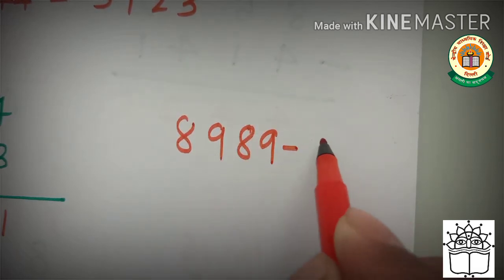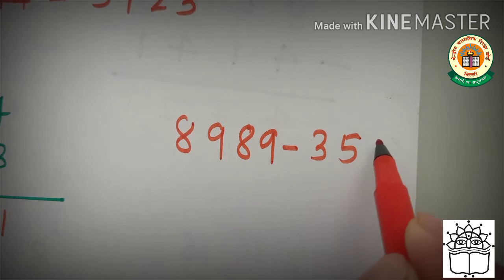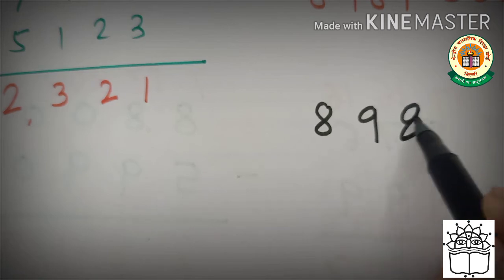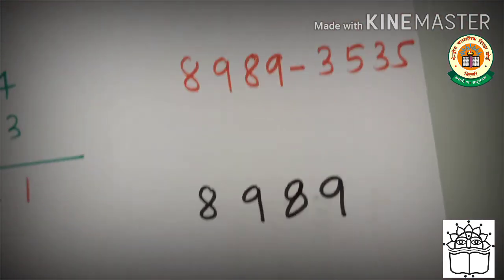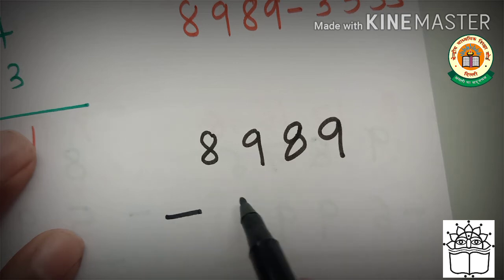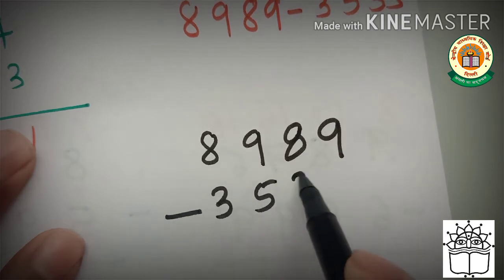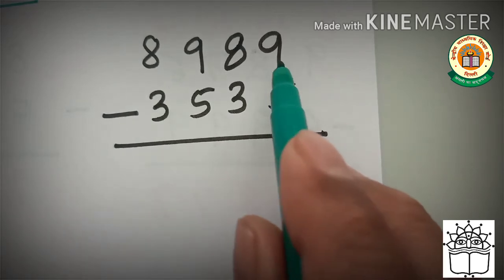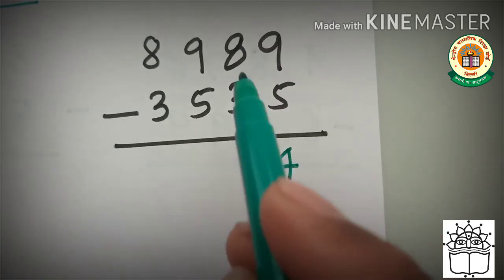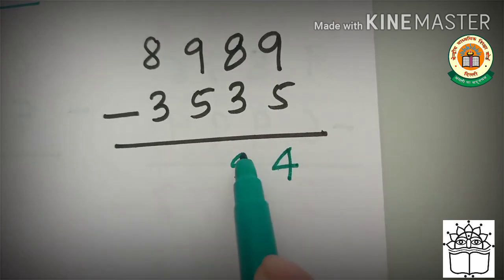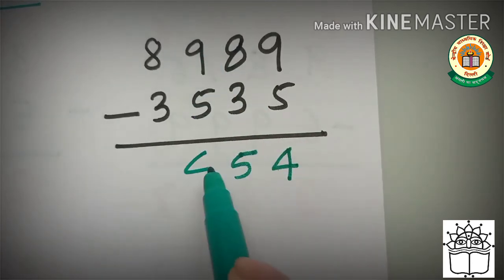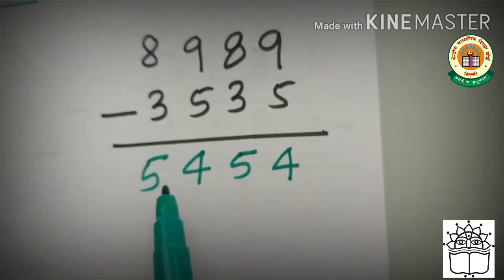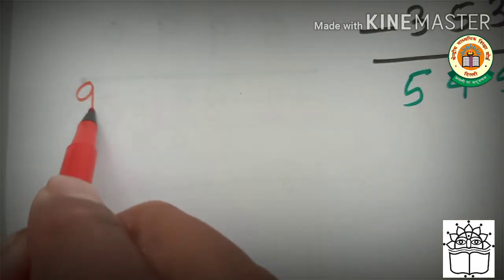8989 minus 3535. 9 is greater than 5. Obviously 9 minus 5, there will be 4. Then 8 minus 3, there will be 5. Then 9 minus 5, there will be 4. 8 minus 3, there will be 5. So our answer is 5454.